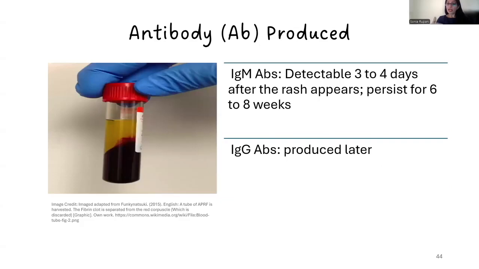With the IgM, with our humoral immunity, we can see the IgM antibodies. They become detectable 3 to 4 days after the rash appears, and then can persist for up to 4 to 6 weeks. And then later, the patient will develop the IgG antibodies.